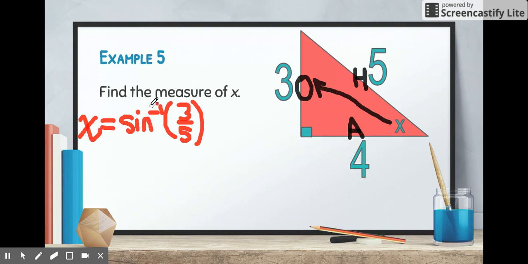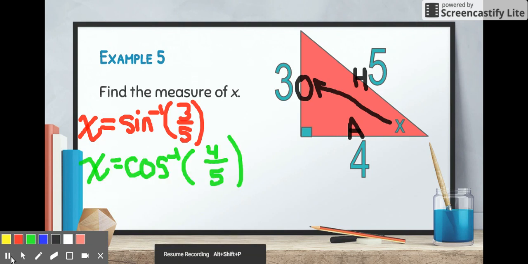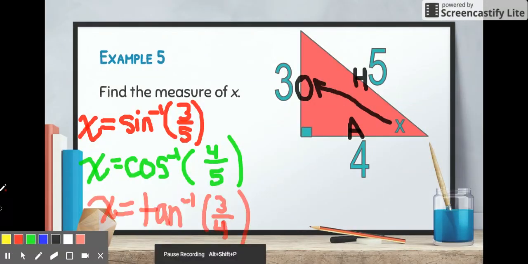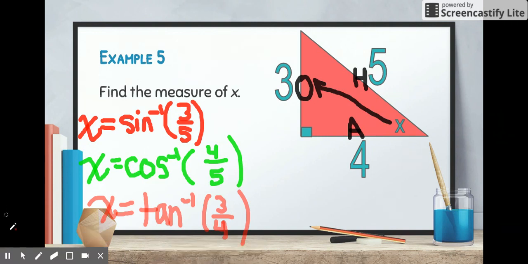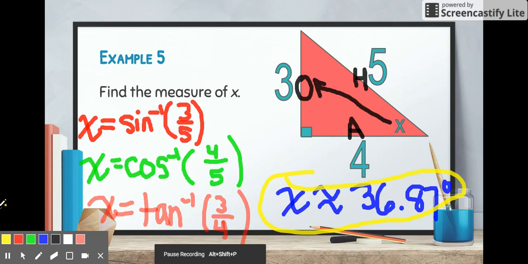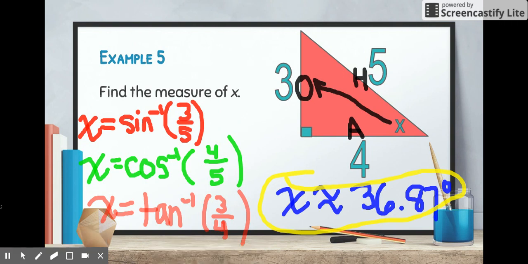So over here we have x is equal to sine inverse of 3 over 5. x could also equal the cosine inverse of 4 divided by 5. And finally, you could find it by doing x equals tan inverse of 3 divided by 4. And no matter which of these three inverse trig ratios you use, you should find that x is approximately 36.87 degrees. So there's an introduction and some examples of inverse trig ratios. If you have questions, talk to your group, watch some more videos, come talk to me, and practice some problems out and see what you can do.